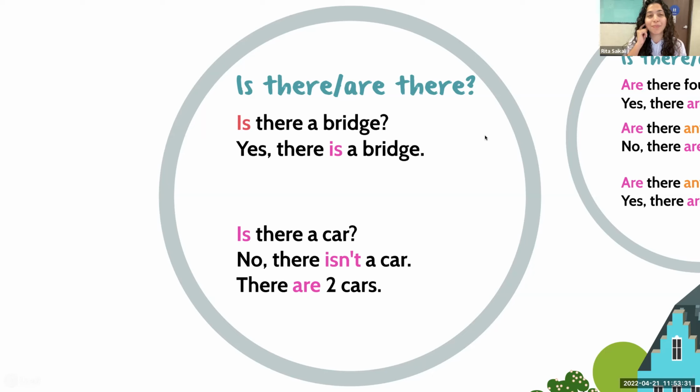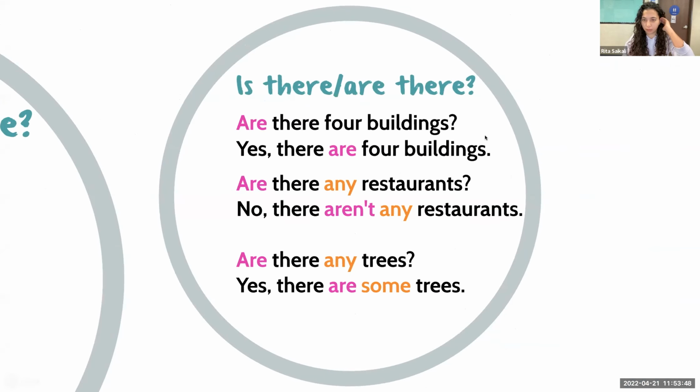Is there a bridge? Yes, there is a bridge. Is there a car? No, there isn't. Or there are two cars. Yes, there are two cars. Makes sense? All right. Is there and are there? Are there 4 buildings? Yes, there are 4 buildings. Are there any restaurants? No, there aren't any restaurants. Are there any trees? Yes, there are some trees.